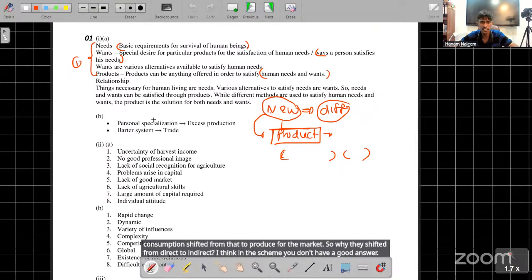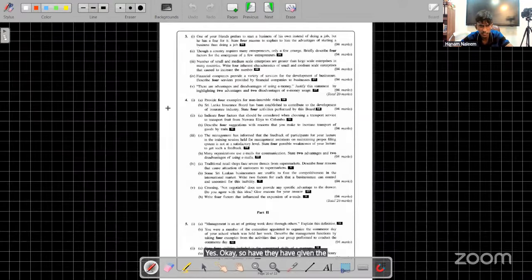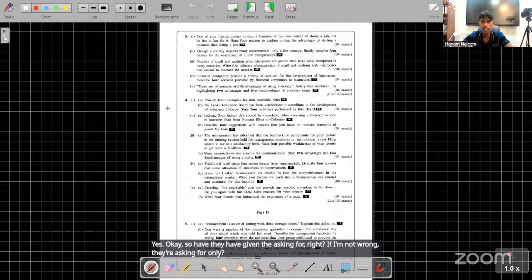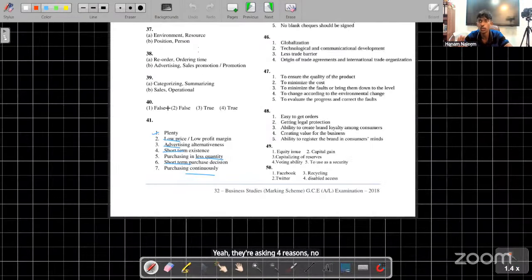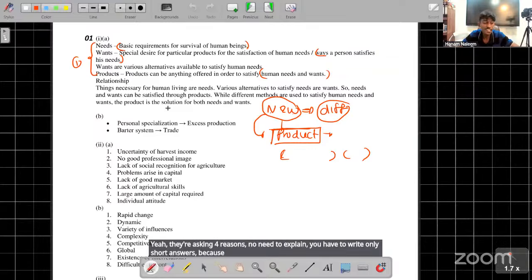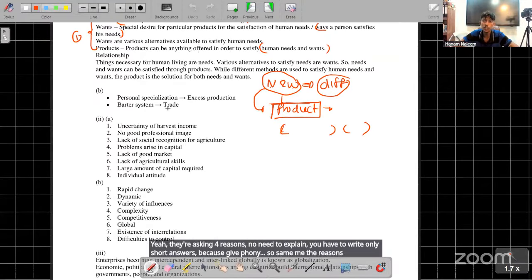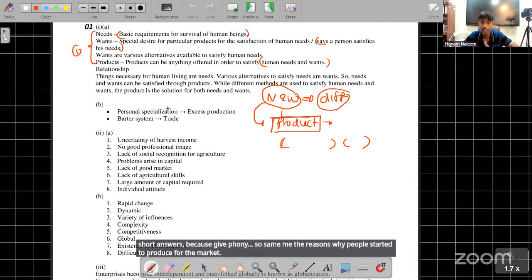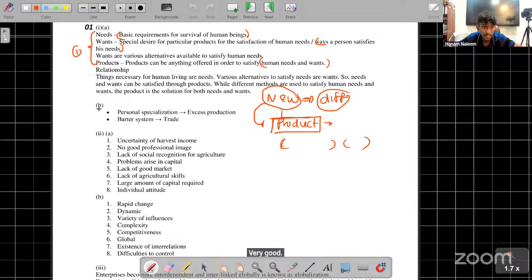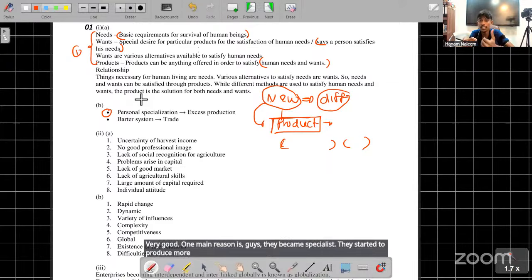So they're asking four, right? If I'm not wrong, they're asking four reasons. No need to explain. You have to write only short answers because it says give four. So tell me the reasons why people started to produce for the market. Very good. One main reason is that they became specialists. They started to produce more than what they need. Before that, they were specialists, right? Everyone can't do all those activities. If you want an agriculture product but you are good in animal husbandry, you can't do agriculture.